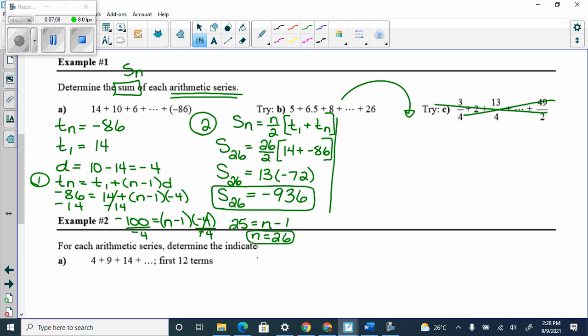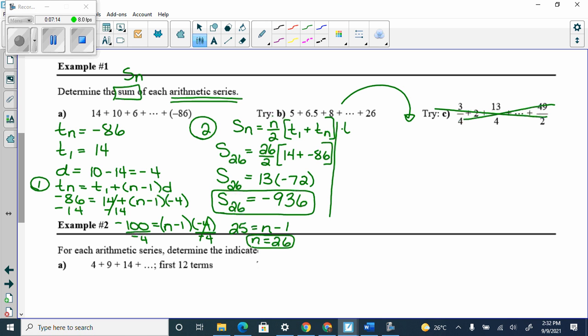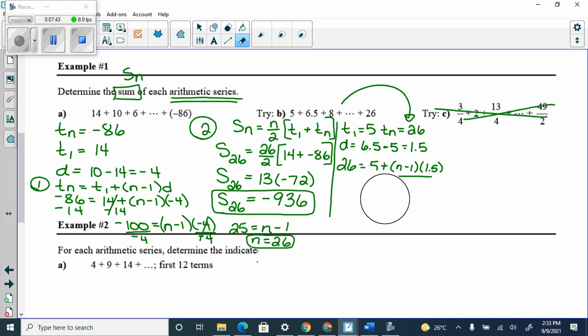You guys are going to try B in that spot. We're not doing C. So try B. We'll try this one out. Term 1 equals 5, Tn equals 26. D equals 6.5 minus 5, which equals 1.5. And then I need to find out what n is. So I'm going to do 26 equals 5 plus n minus 1 times 1.5. So subtract 5: 21 equals n minus 1 times 1.5.